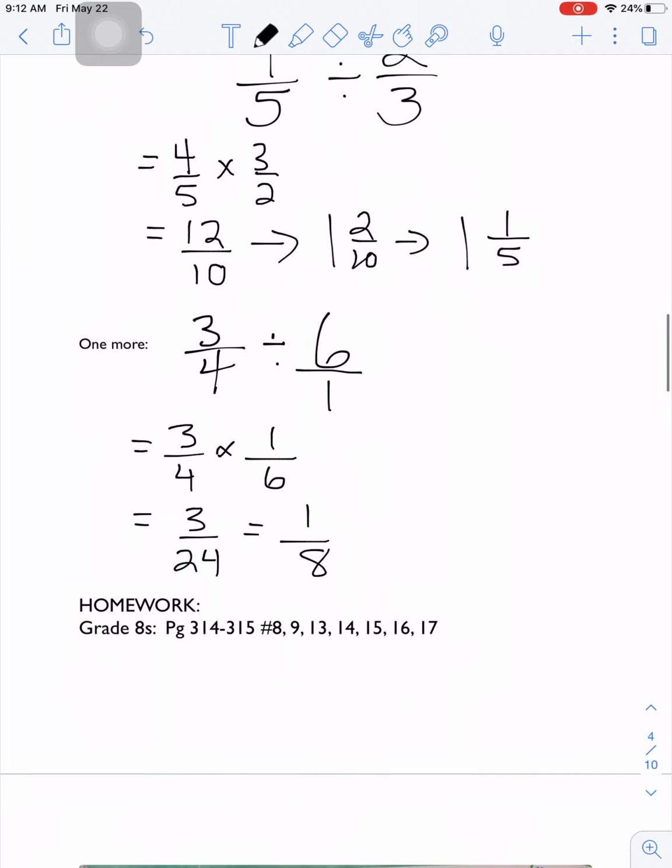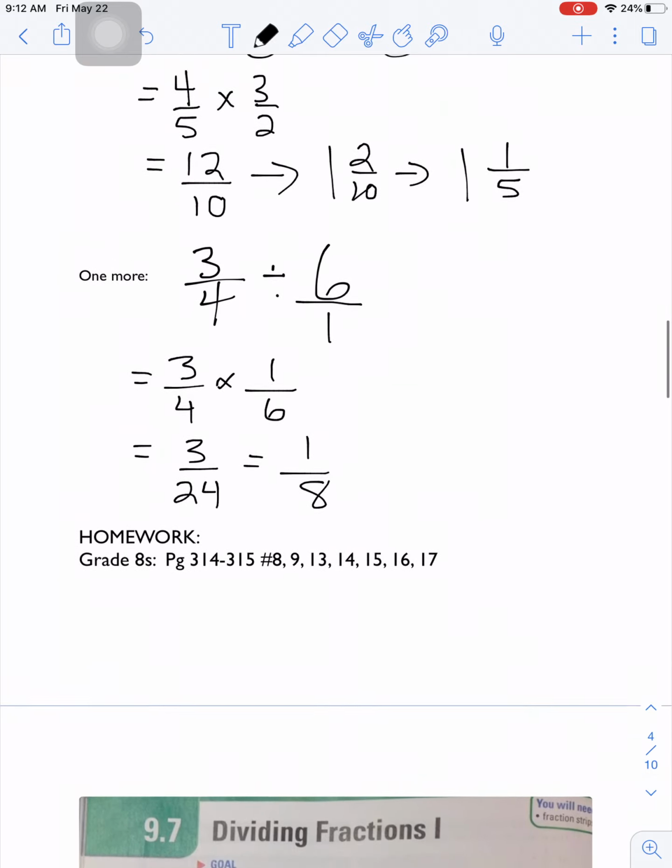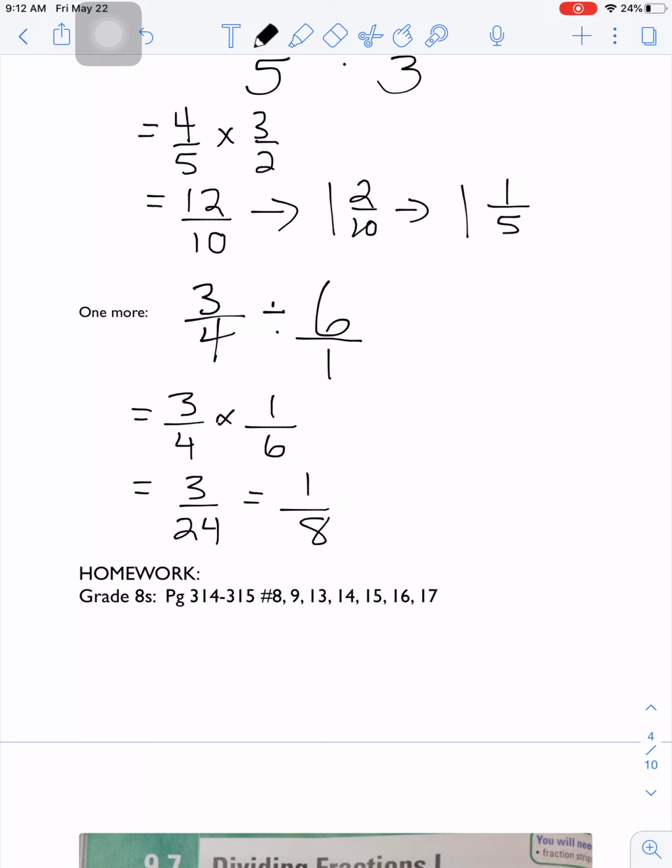So there are some practice questions there for you to try. Make sure you check your answers so you know what you're doing. This is a really important concept for high school because all of your high school math teachers are going to expect you to be able to divide fractions. If you need any help, send Mr. Roofer or myself a message.